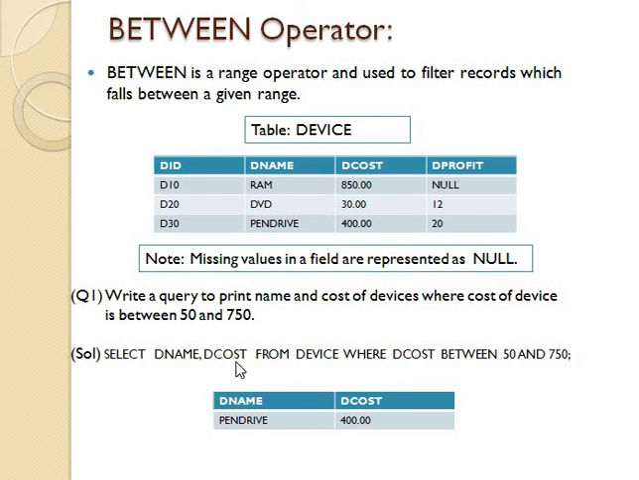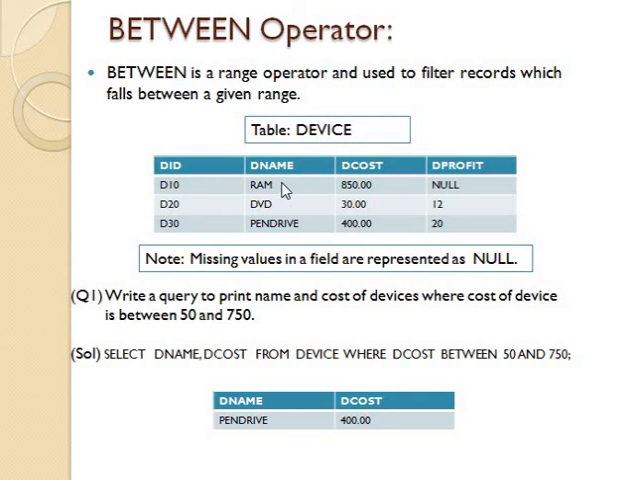And upon executing this query, you will see the output table showing the columns DNAME and DCost with its entries pen drive for DNAME and 400.00 for DCost. This is because the device pen drive has the DCost value 400.00, which is obviously between the range 50 and 750. That's why it is listed in the output table.